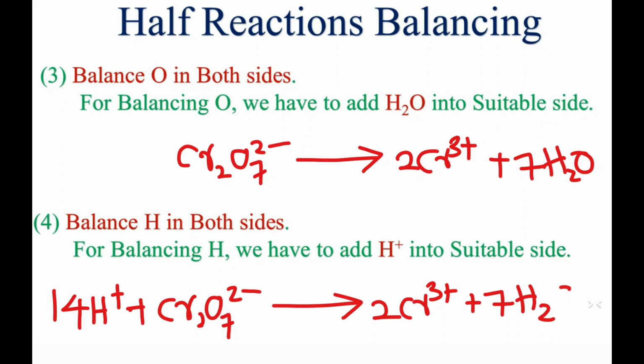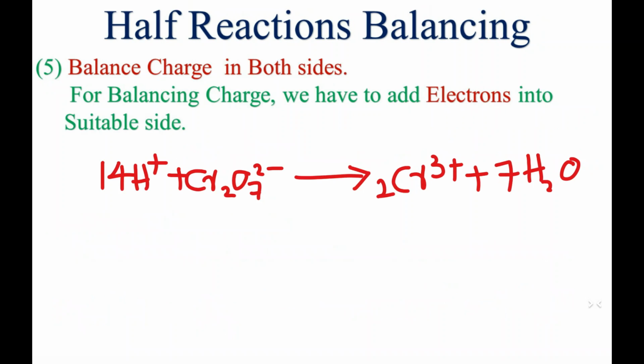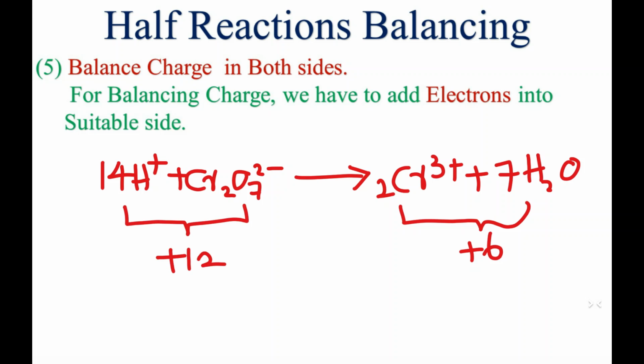Then we need to balance the charge in both sides. First of all, consider the charge in the right side. The charge is +6 and the charge of the left side becomes +12. So we have to add 6 electrons into the left side to balance the charge in this reaction.